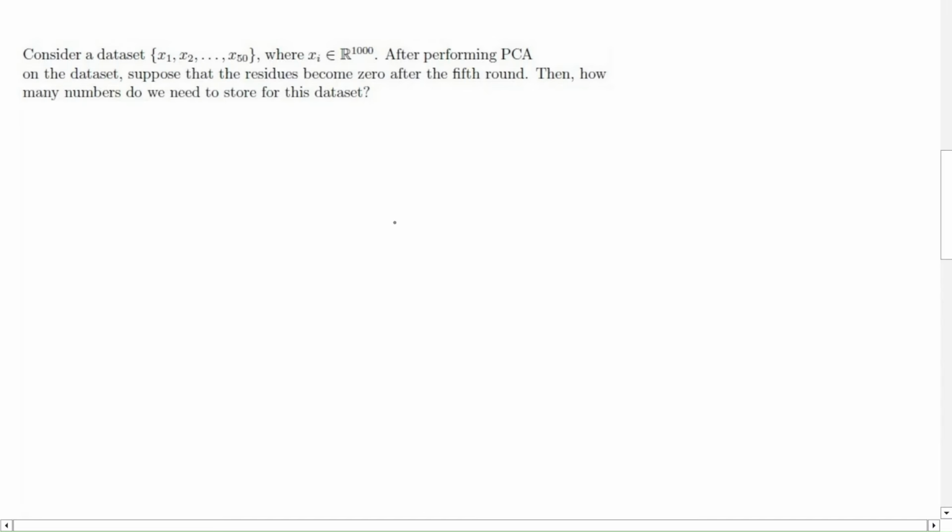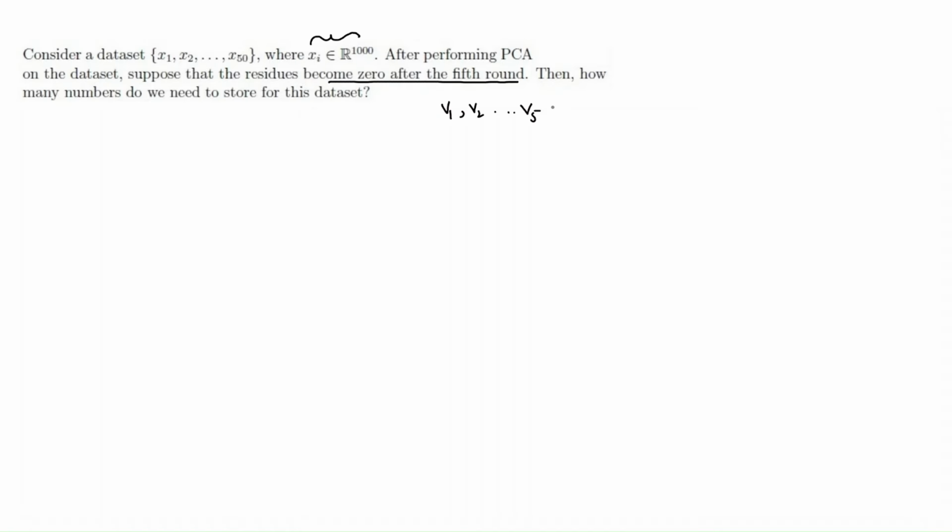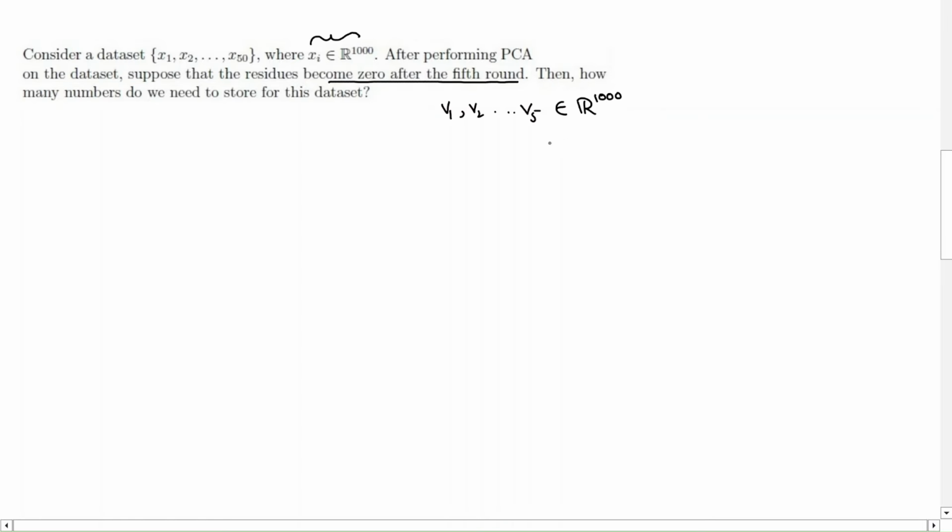Alright, so here we have a data set x1, x2 up to x50, and all of them are elements of R to the power 1000. After performing PCA on the data set, the residues become 0 at the fifth round. What does this mean? This means that the eigenvectors v1, v2 up to v5 are fully able to capture the patterns in the data set, which also means that these are the eigenvectors corresponding to the covariance matrix of this data set. In fact, these are all elements of R to the power 1000.